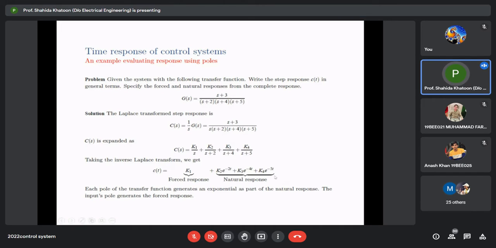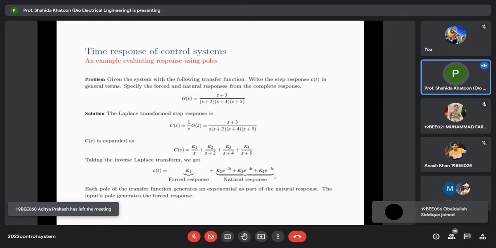In this expression of the final output response, one of the terms is constant and the others have exponential coefficients with them. The term which is constant is called the forced response, and the terms with exponentials are called the natural response. So each pole of the transfer function generates an exponential as part of the natural response. The input pole generates the forced response. Okay.